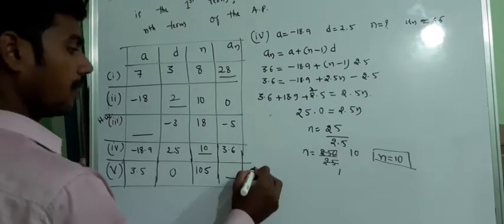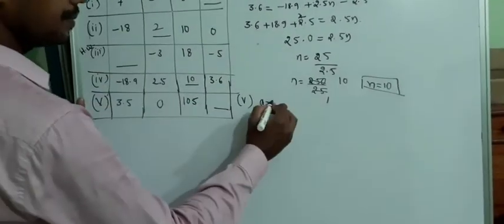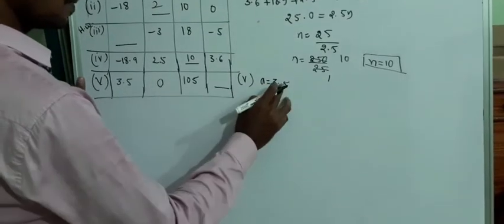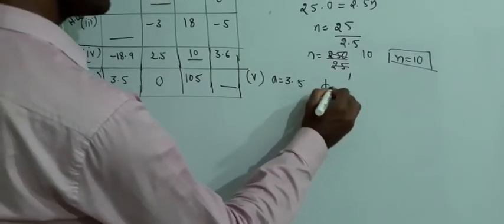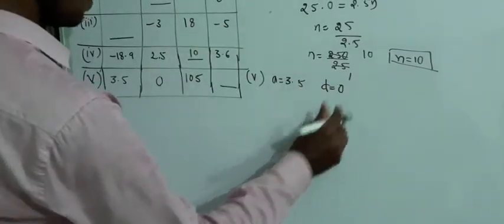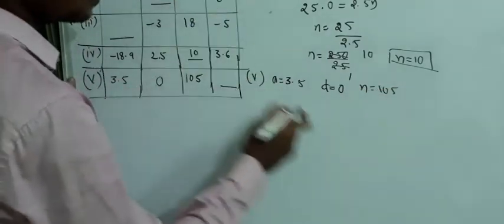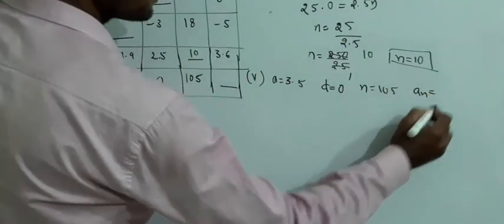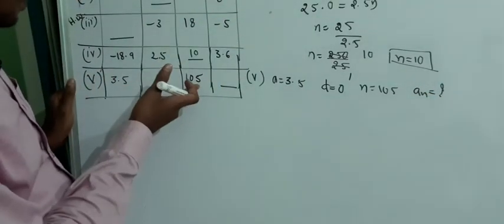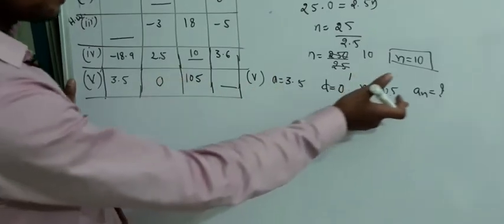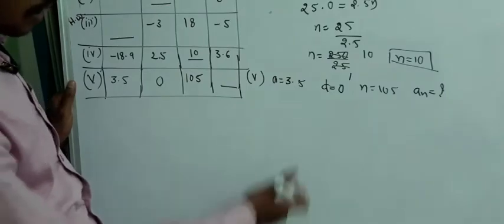Now next, fifth one: a is equal to 3.5, d is equal to 0, and number of terms is equal to 105. We need to calculate the nth term. Directly we can say, without calculating, A105 will be 3.5 only, because the common difference is 0.